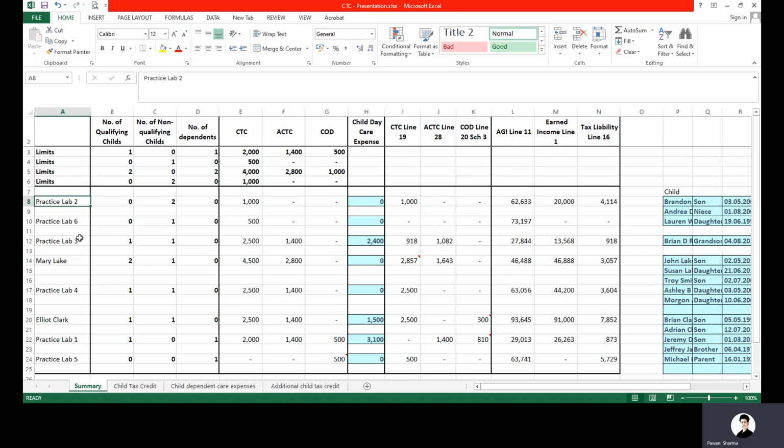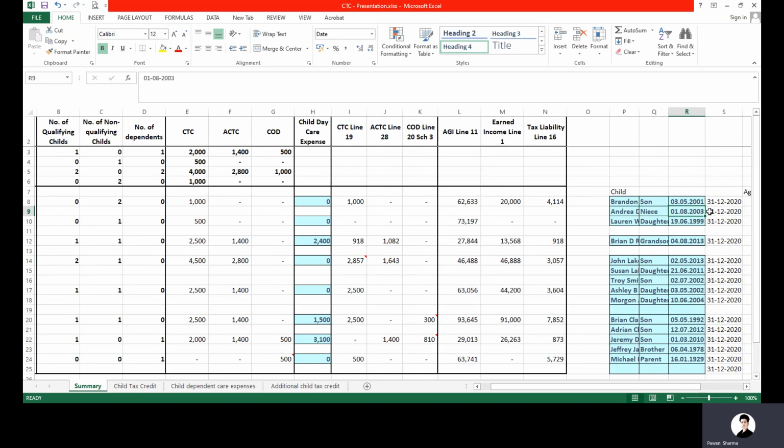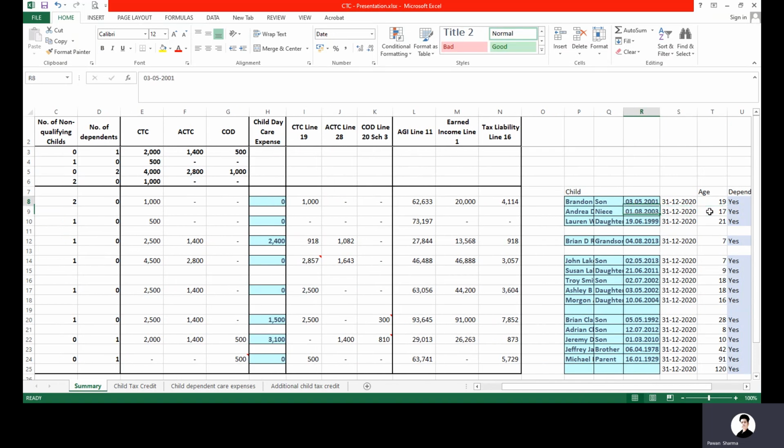There is a question from our books, which is the practice lab. Practice lab question 2, in which there are two children. One is Brandon Kick and another is Andrea Kick. One is the son and another is the niece. They are both counted as our sons. One was born 3/5/2001, the other in 2003. The age as of 31st December 2020, when our tax year ended, is 19 and 17.